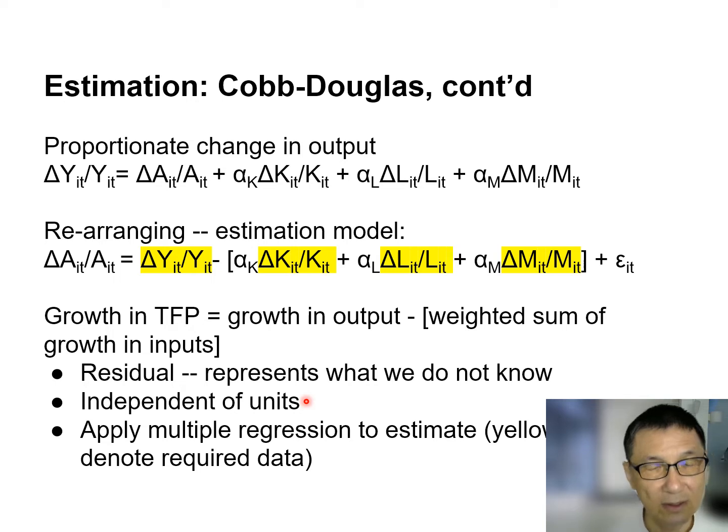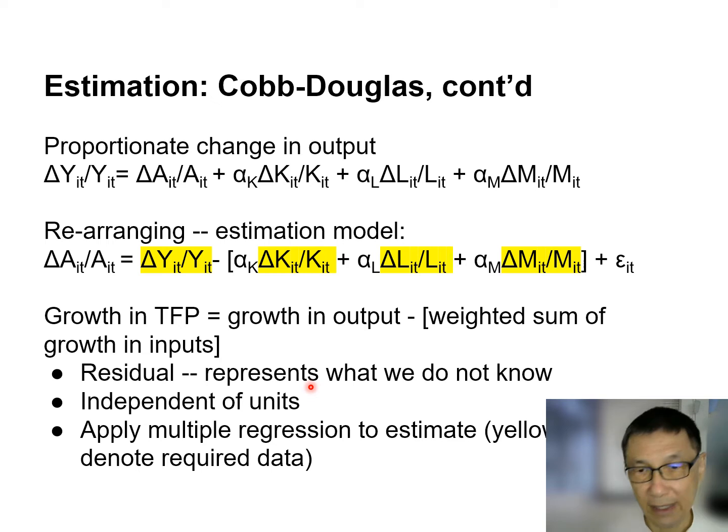Another aspect worth noting is that each of these terms is a proportion, so it's independent of units. If, say, we measure Y in tons per year, then the delta Y on top of output will be measured in tons per year. The Y below will also be measured in tons per year. So when we take the ratio, the tons per year will cancel out. So each of these proportionate measures will be independent of units.